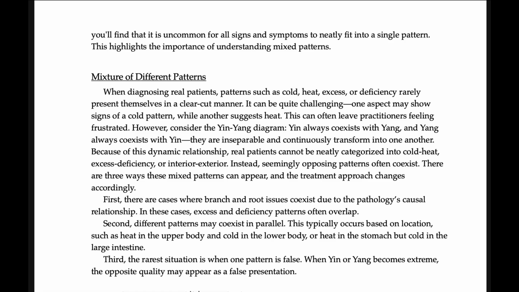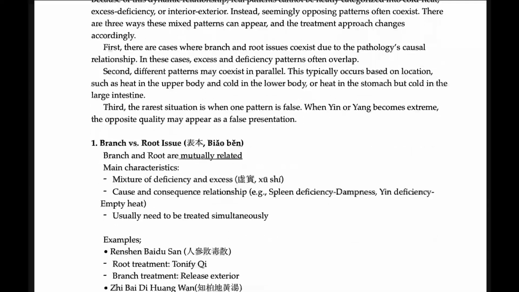First, there are cases where branch and root issues coexist due to the pathology's causal relationship. In these cases, excess and deficiency patterns often overlap. Second, different patterns may coexist in parallel. This typically occurs based on location, such as heat in the upper body and cold in the lower body, or heat in the stomach but cold in the large intestine. Third, the rarest situation is when one pattern is false. When yin or yang becomes extreme, the opposite quality may appear as a false presentation.